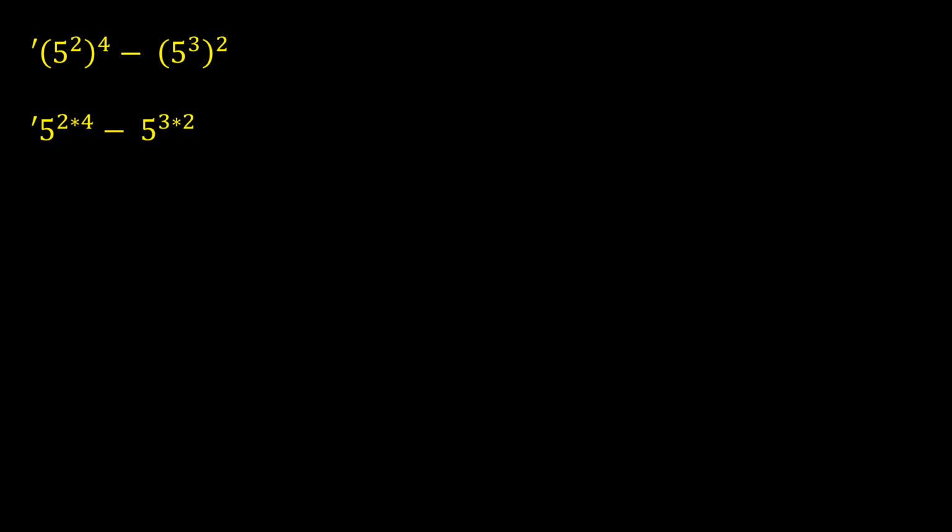Now, apply the power of a power rule, which means we multiply the exponents. We get 5 to the power of 2 times 4 minus 5 to the power of 3 times 2. Simplifying the exponents gives us 5 to the power of 8 minus 5 to the power of 6.